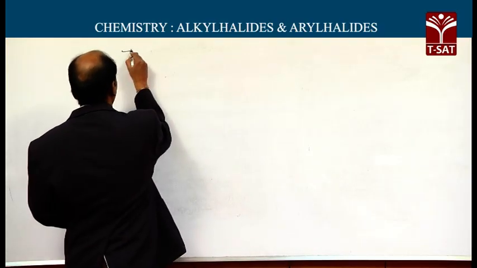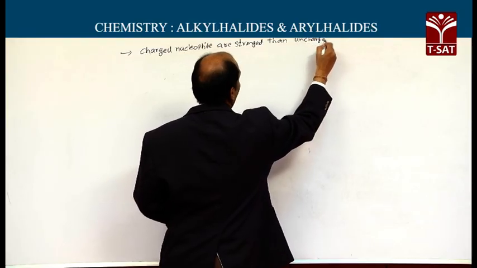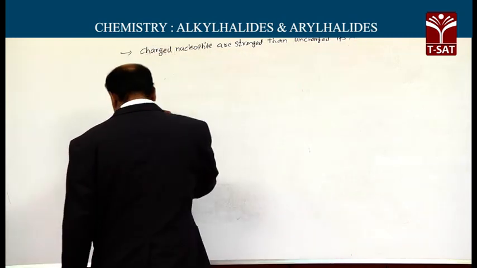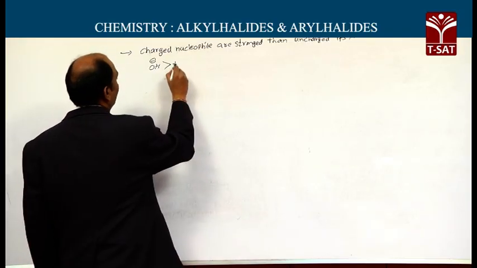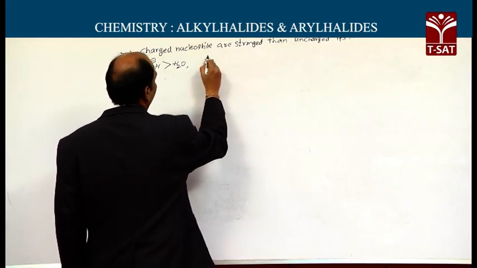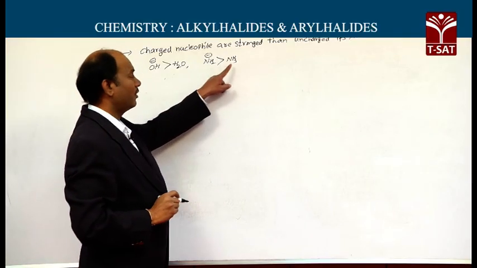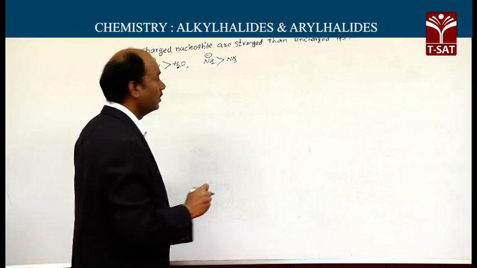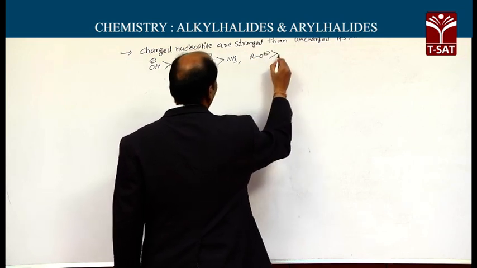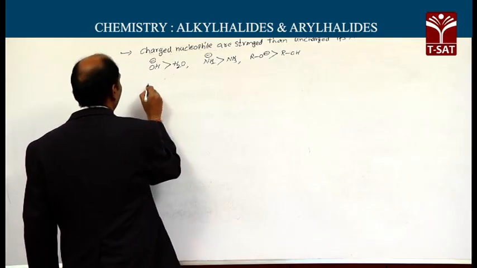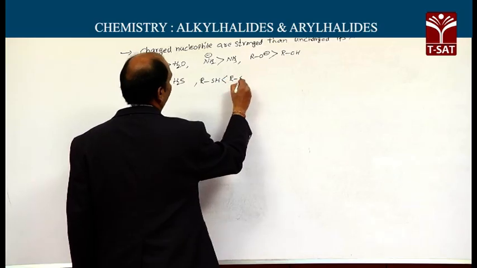Next, charged nucleophiles are stronger than their uncharged parent nucleophile. For example, the nucleophilicity of OH minus is greater than H2O. Similarly, NH2 minus is greater than NH3. NH2 minus is formed from NH3, OH minus is formed from H2O. Similarly, RO minus is greater than ROH, SH minus is greater than H2S, and RSH is less than RS minus.